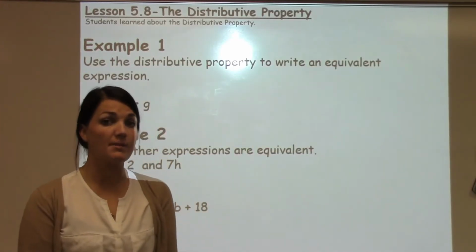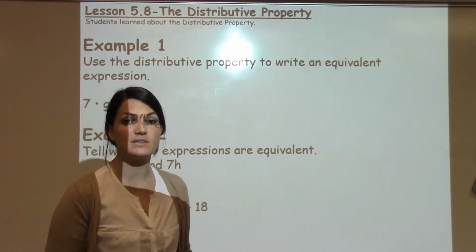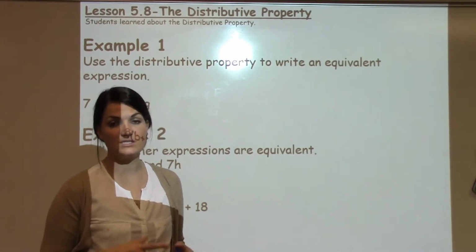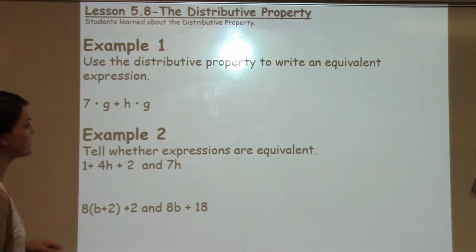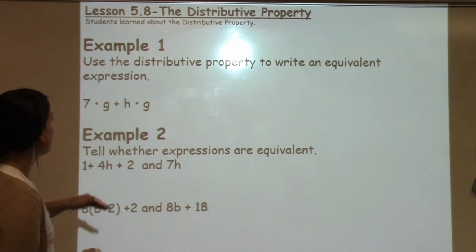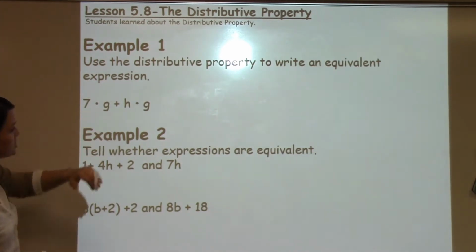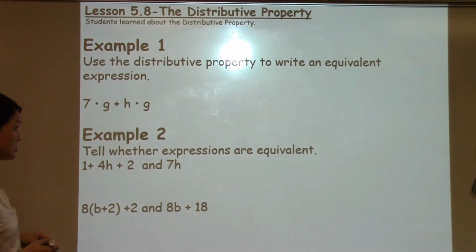Today students learned all about the distributive property and how it helps them look more closely at expressions and decide if they're equivalent. So the first example says, use the distributive property to write an equivalent expression. And I have the expression 7 times g plus h times g.